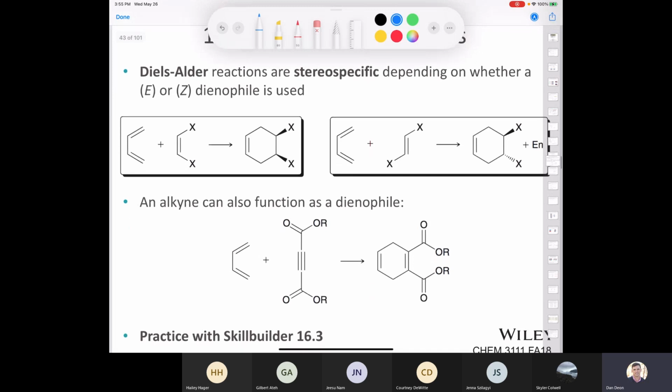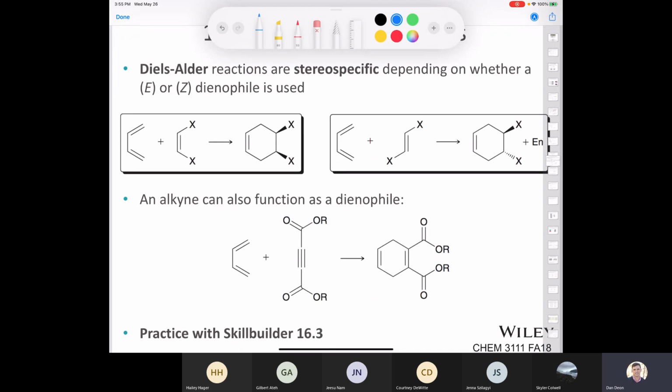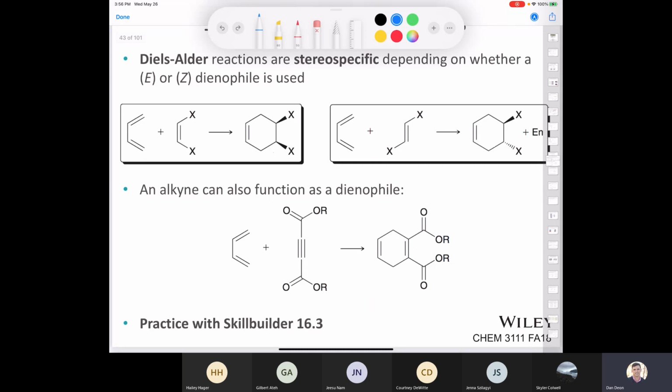Now, in terms of the stereospecificity of Diels-Alder reactions, it depends on whether you use an E or a Z dienophile. And again, you could call it a cis or a trans dienophile. If it's Z, if both of the groups on the dienophile are on the same side of the double bond, so you could call it cis or Z, it doesn't matter, then you end up with both of those groups being cis on the six-membered ring that's formed. If they're trans to each other, or E, you end up with them being trans to each other on the ring. And of course, you'd end up with the enantiomer in this case because it could add both ways.